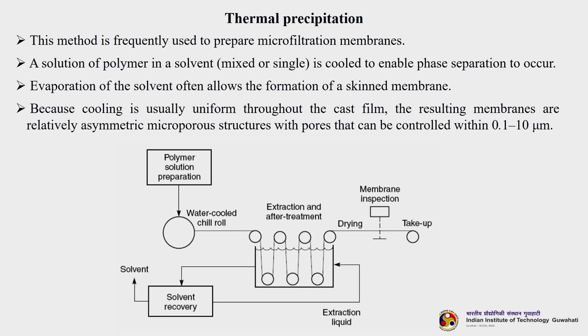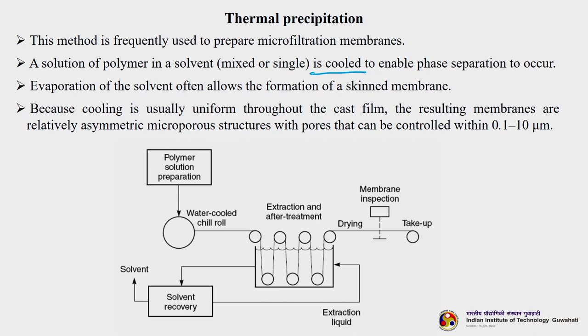The next technique is called thermal precipitation. This method is frequently used to prepare microfiltration membranes. A solution of a polymer in a solvent, either mixed or single, is cooled to enable phase separation to occur. So, this is basically a cooling technique. Evaporation of the solvent often allows the formation of skin membranes.